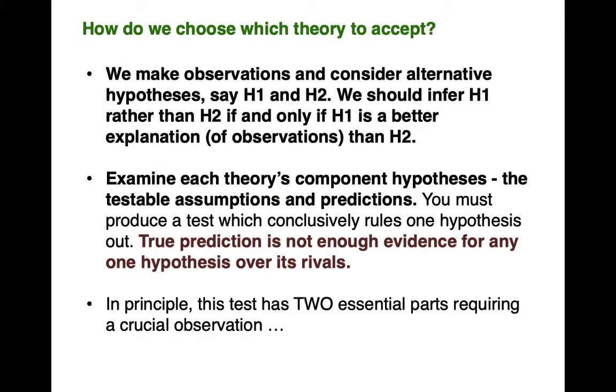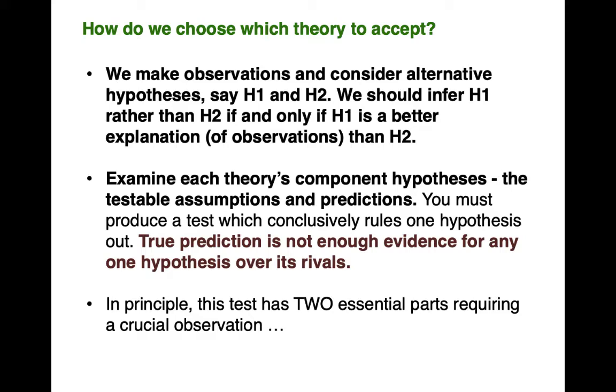So how do we choose which theory to accept? Well, we make observations and consider alternative hypotheses, say H1 and H2. We should infer H1 rather than H2 if and only if H1 is a better explanation of observations than H2. We examine each theory's component hypotheses, the testable assumptions and predictions. We must produce a test which conclusively rules one hypothesis out. True prediction is not enough evidence for any one hypothesis over its rivals.